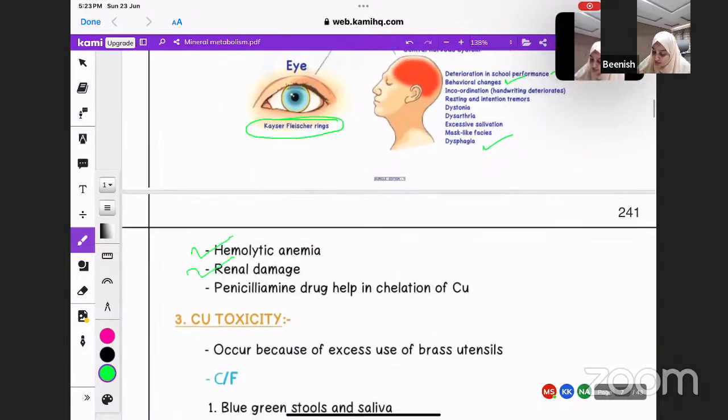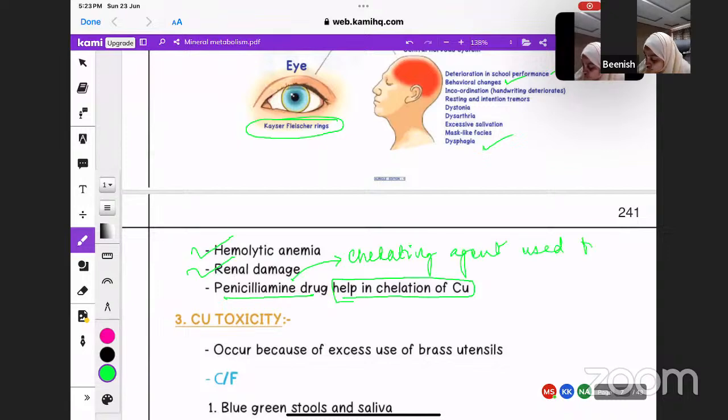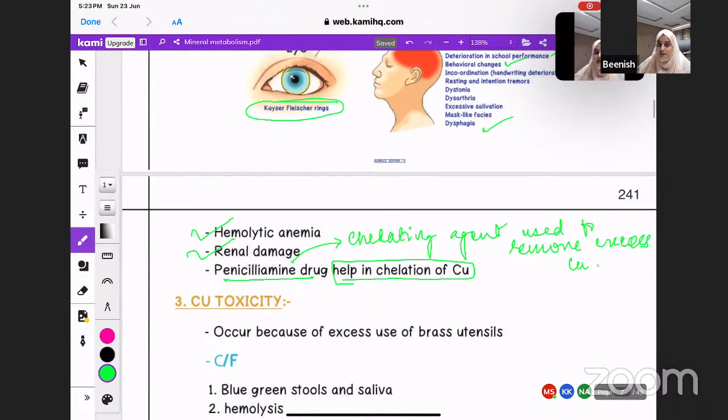Hemolytic anemia, renal damage. Now, the penicillamine drug helps in chelation of copper. So this is the treatment. What is this drug? It is a chelating agent, which is used to remove excess copper. So that was about Menkes and Wilson's disease.